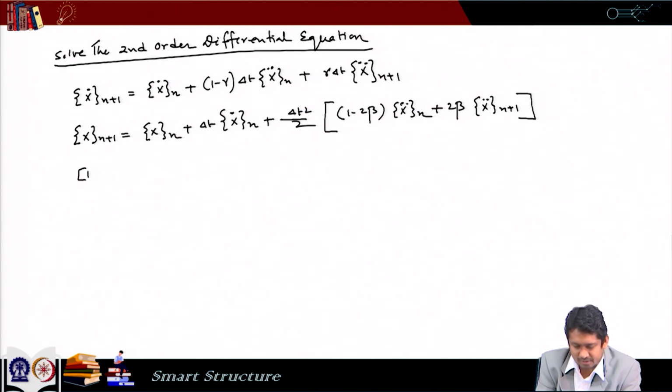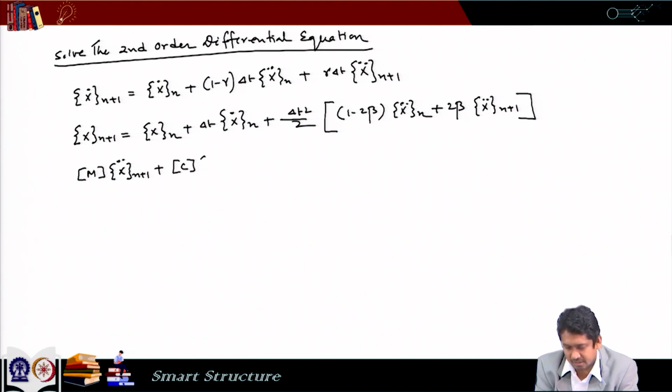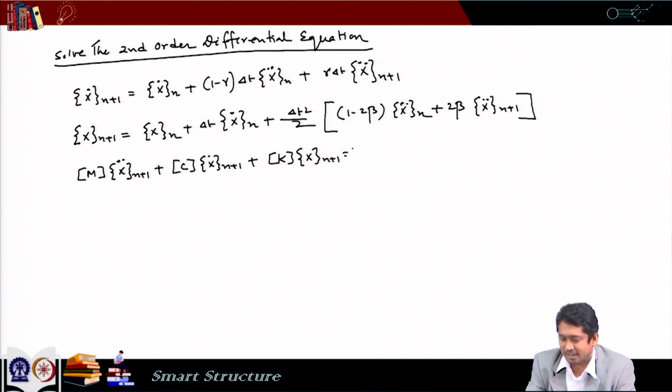and again we have the equation. So, we have m multiplied by x double dot at n plus 1 plus c multiplied by x dot at n plus 1 plus k multiplied by x at n plus 1 is equal to f at n plus 1.